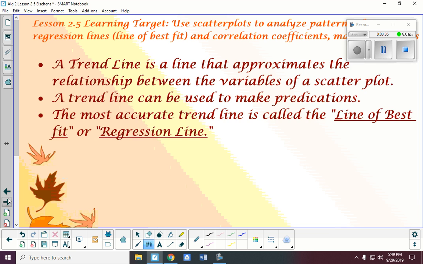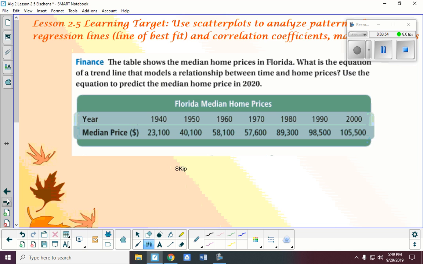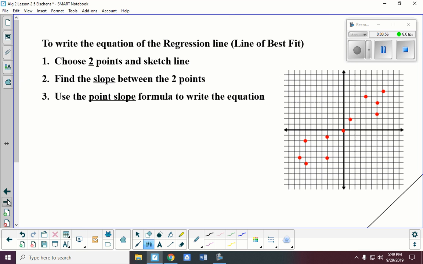A trend line is a line that approximates the relationship between the variables of a scatter plot. A trend line can be used to make predictions. The most accurate trend line is called the line of best fit, or it's also called the regression line. And in Algebra 2, to write a regression line, we sketch a line. We estimate where it would be.